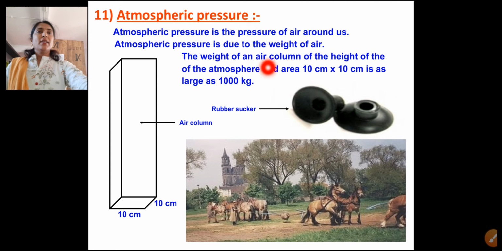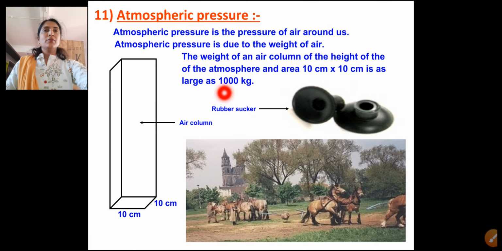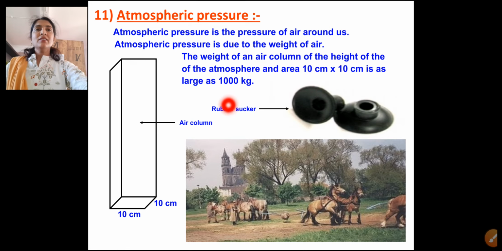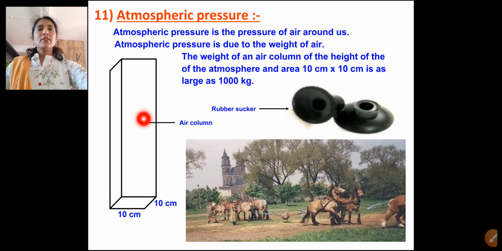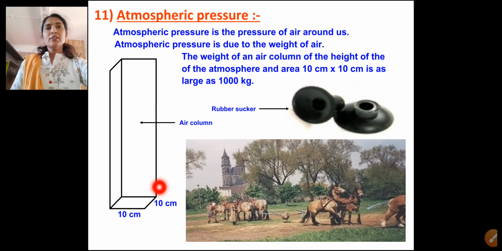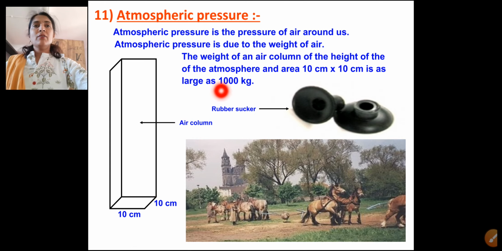The weight of an air column of the height of the atmosphere and area 10 cm by 10 cm is as large as 1000 kg. This is the example of a rubber sucker. This is the air column. So the air column is given, which is present in the environment, in the atmosphere. Suppose it is 10 by 10 cm, then how large would it be? It would be about 1000 kg.